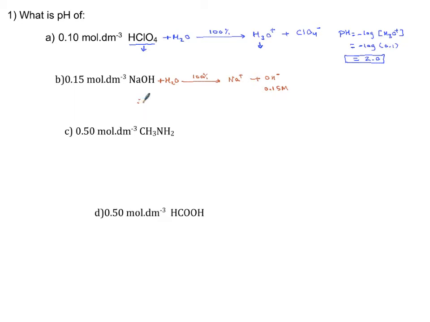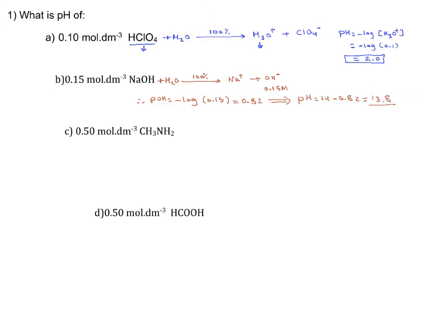So what you can calculate is pOH, which is the negative log of 0.15 mol per dm³, and that becomes 0.82. Subtract from 14, and pH comes to life. 14 take away 0.82, and that's 13.8.